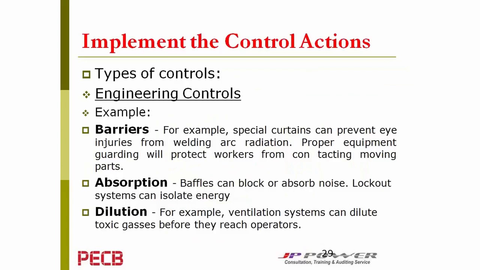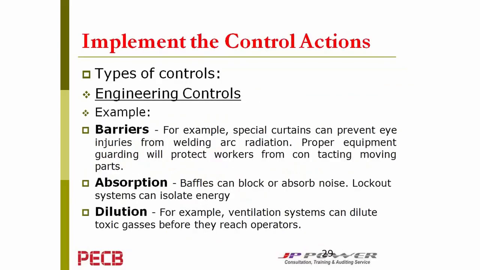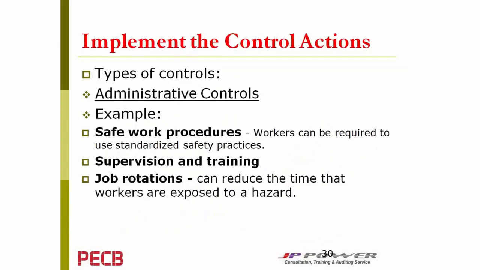Now, out of these two comes the third choice. If we find it is very difficult to implement engineering controls, we have a third choice, which is known as administrative controls. In my personal opinion, administrative controls are not as effective as the first two choices just now. However, administrative controls are one of the favorites among the industrial players.